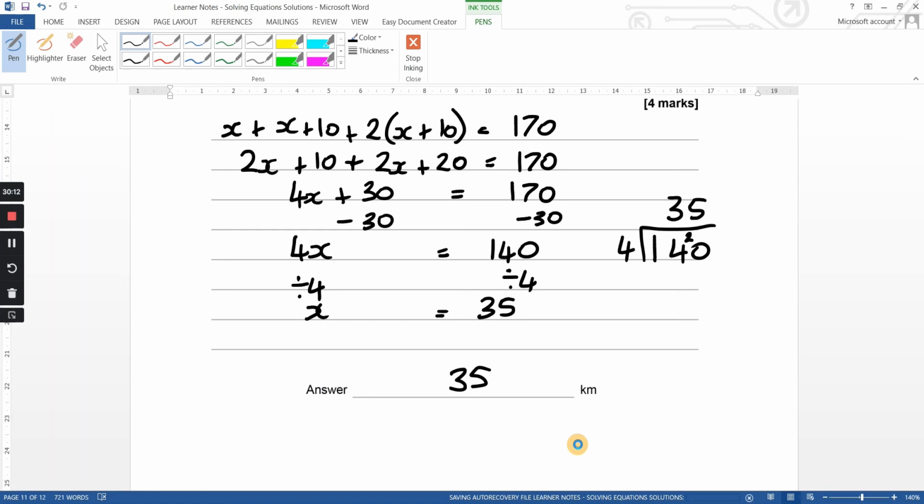And what am I going to do next? I'm going to do solving quadratics, so factorizing quadratics in the next one, which gets a little bit more complicated. So do keep an eye out for that one, and I shall see you in the next one.